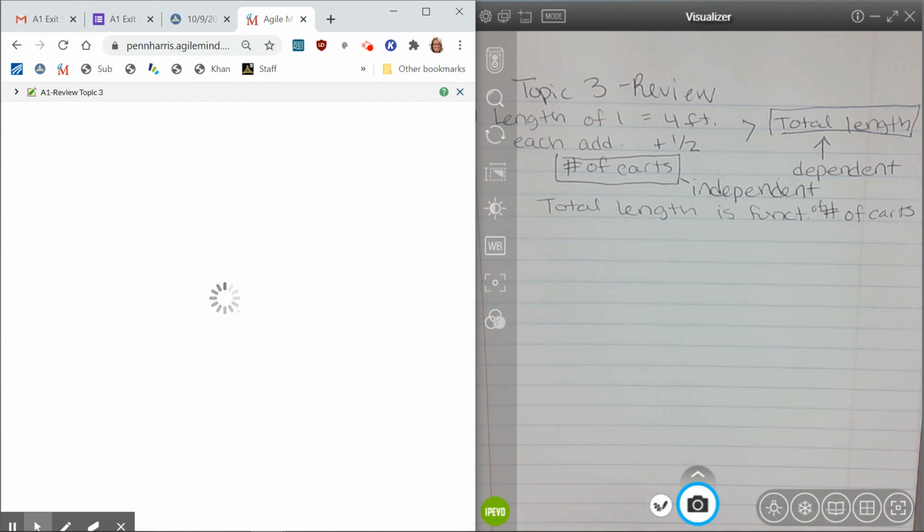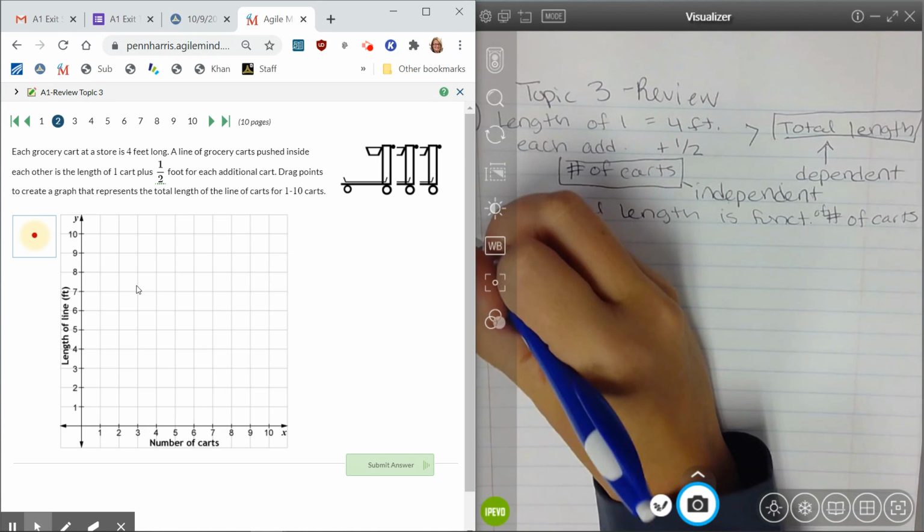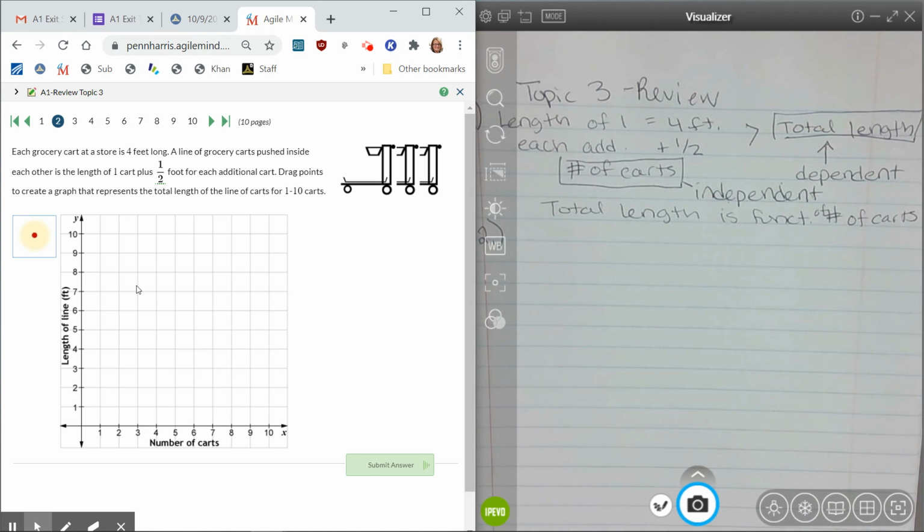Question 2. Question 2 is a graph. When it decides to load, there we go. Okay, so with this, it says each grocery cart at a store is 4 feet long. A line of grocery carts pushed inside each other is one cart plus a half a foot for each additional cart. So drag the points to create a graph starting with 1 to 10 carts. So we're not going to worry about the 0 mark.